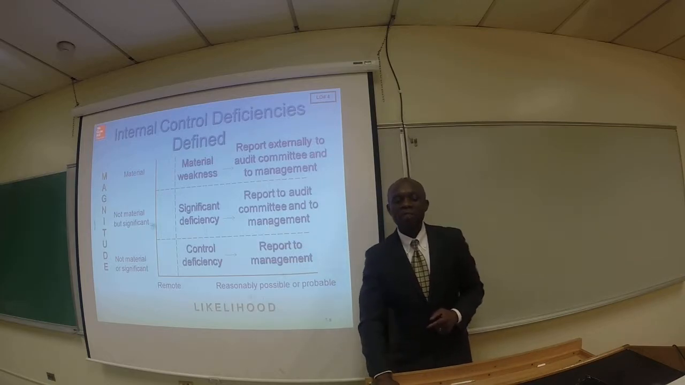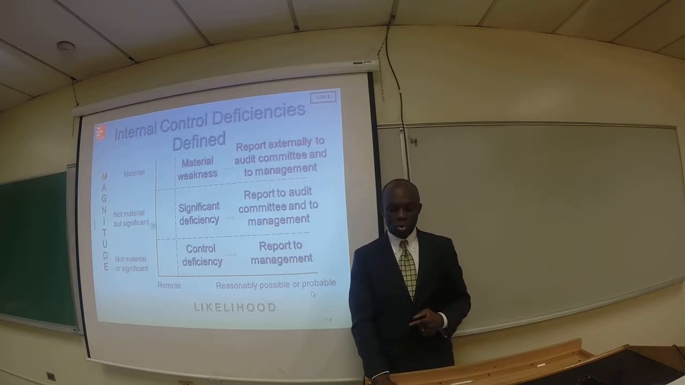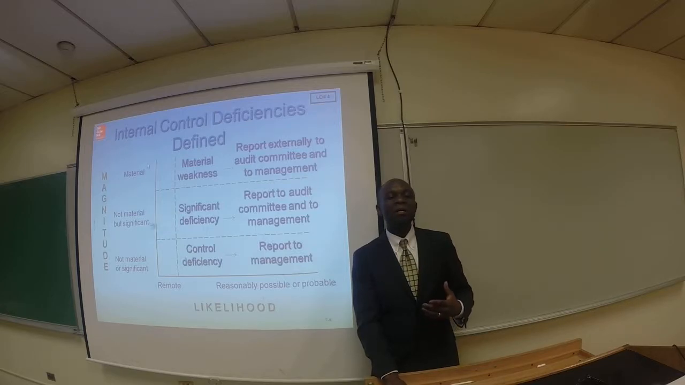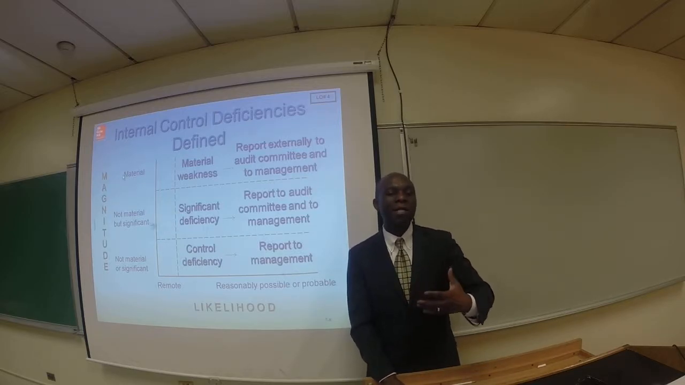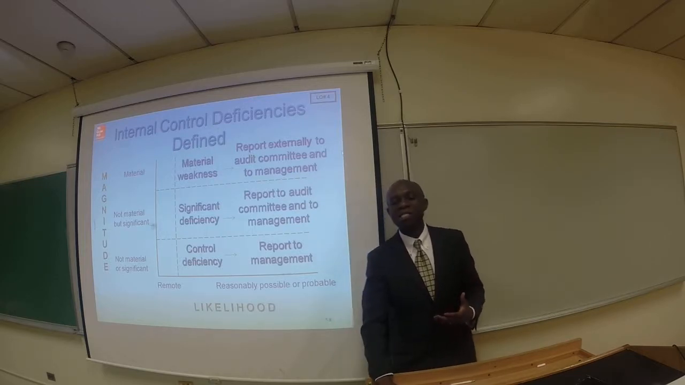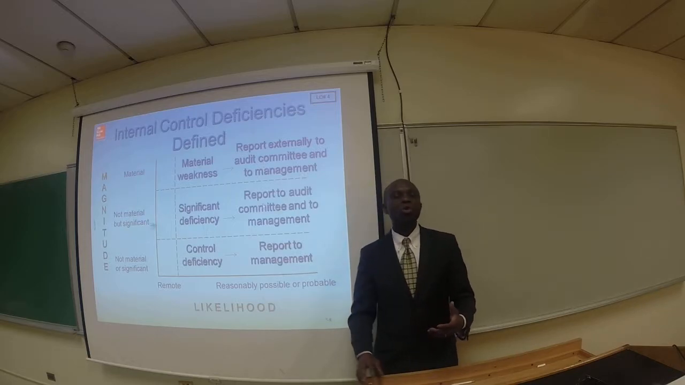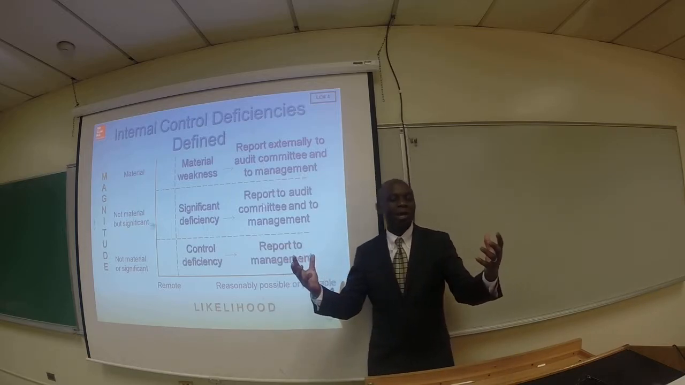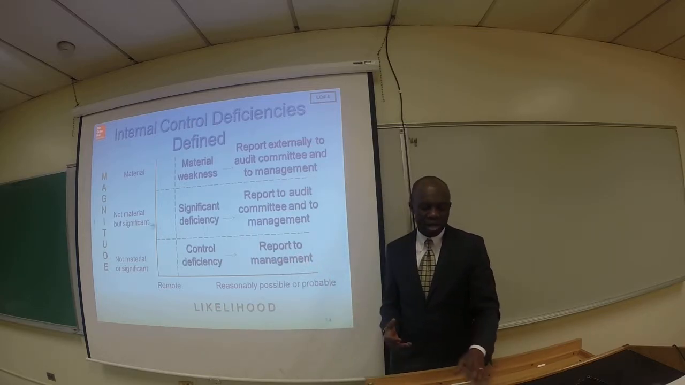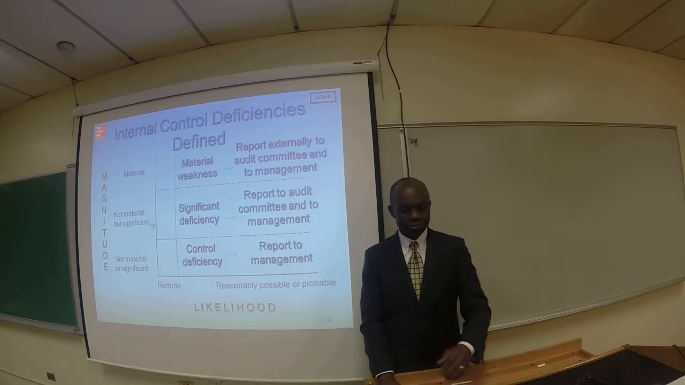Now, if it is reasonably possible or probable that a misstatement will not be detected or prevented by the internal control, and the potential impact or magnitude on the financial statement in terms of the significance is material, then we have a material weakness. In such circumstance, we have to report it externally, to the audit committee and to management. So the most important thing that I want you to know here is the likelihood and magnitude help us to determine the significance of the control deficiency.